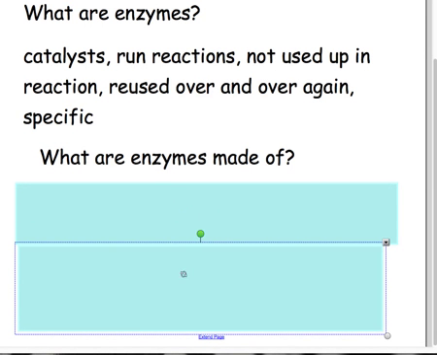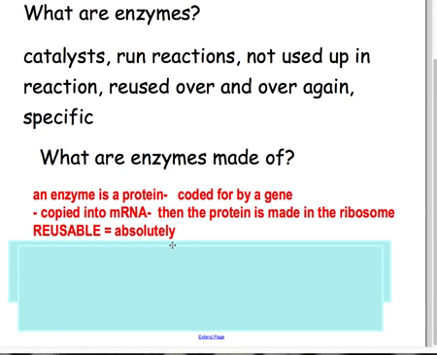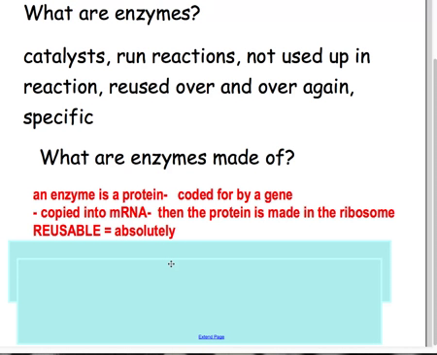And what are enzymes made of? Well, enzymes are actually proteins. Our proteins are coded for by our genes. Remember, they get copied into a messenger RNA, and then the protein is constructed using the ribosome in the cell. And so our enzymes, because they have to go through all this process, it makes sense that they are reusable.